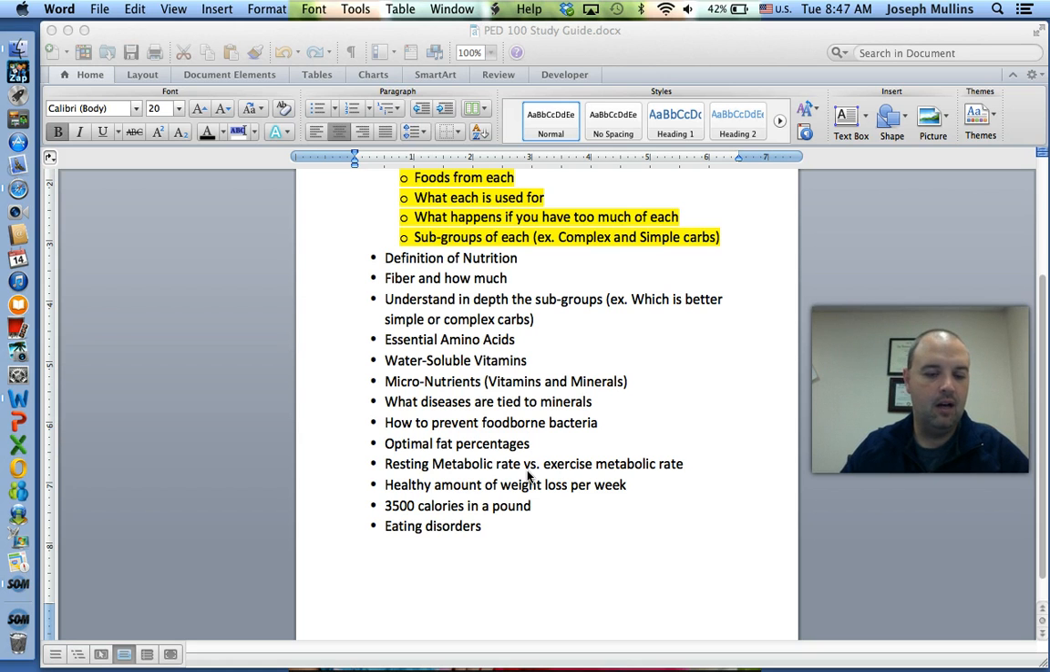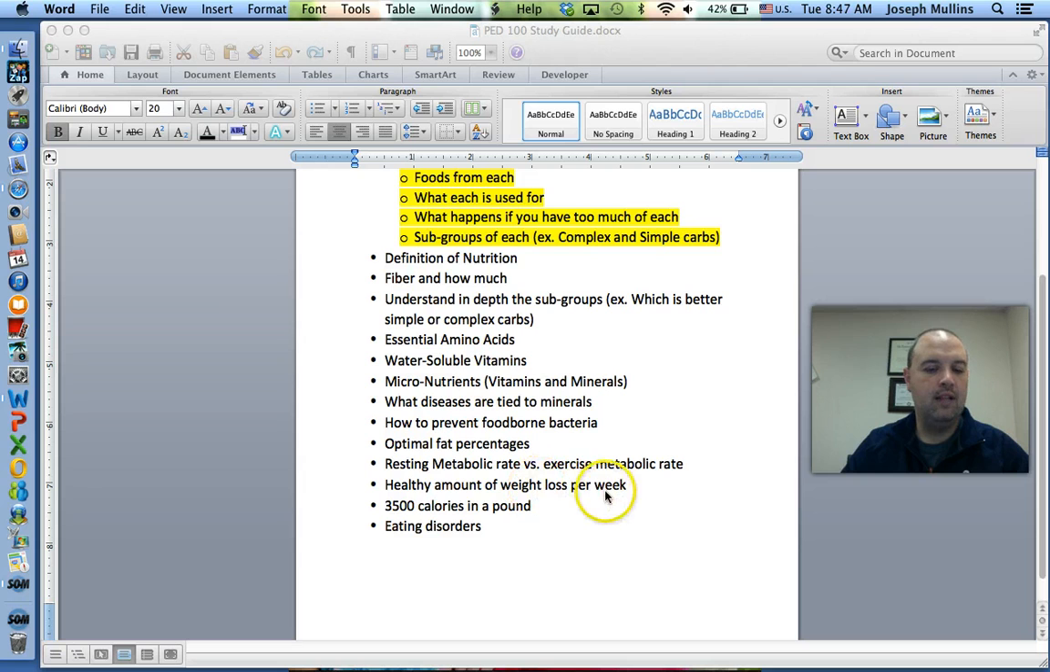Know the optimal percentage of body fat for men and women, so like men is 8 to 19%. Know the difference between resting metabolic rate and exercise metabolic rate. The key being resting and exercise. Resting metabolic rate means the number of calories you burn doing nothing. Exercise means the number of calories you burn during exercise.